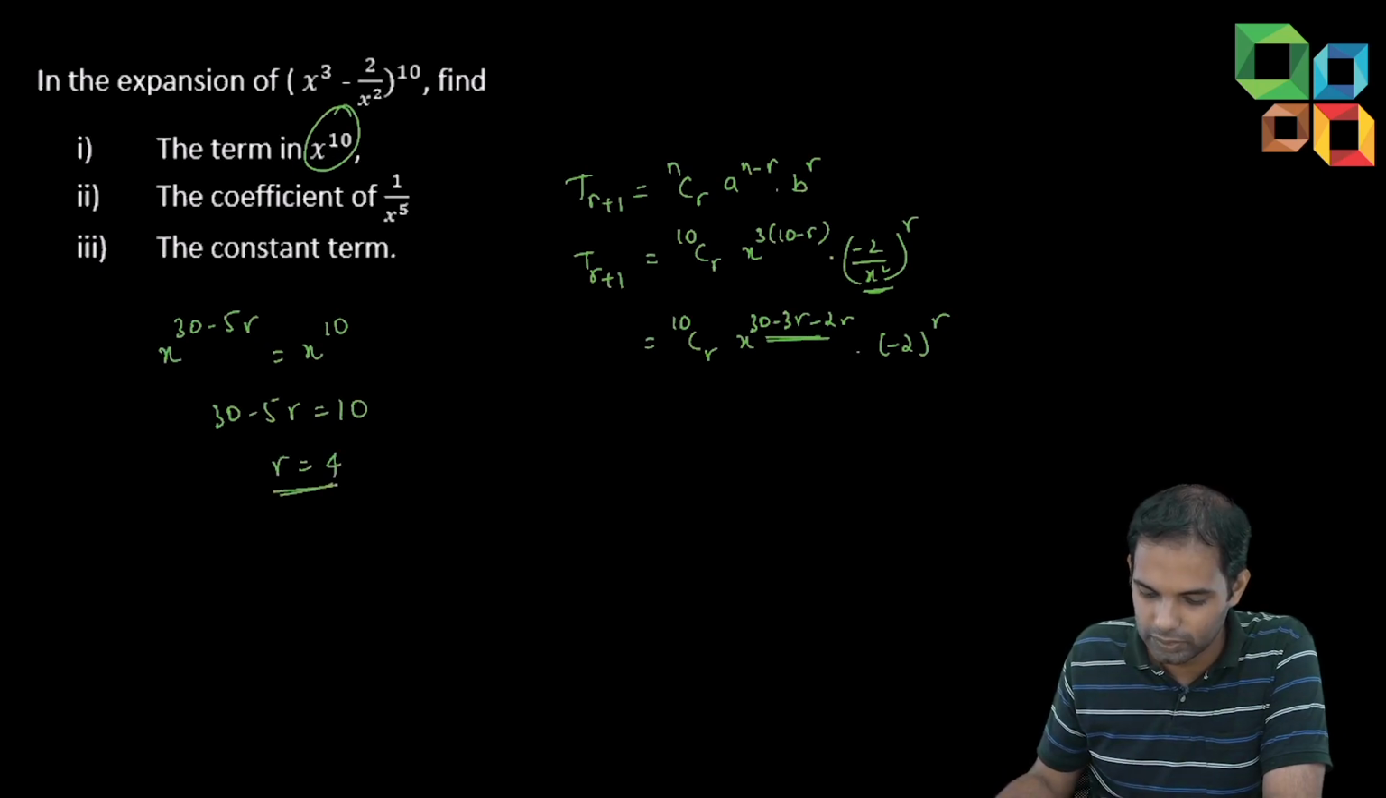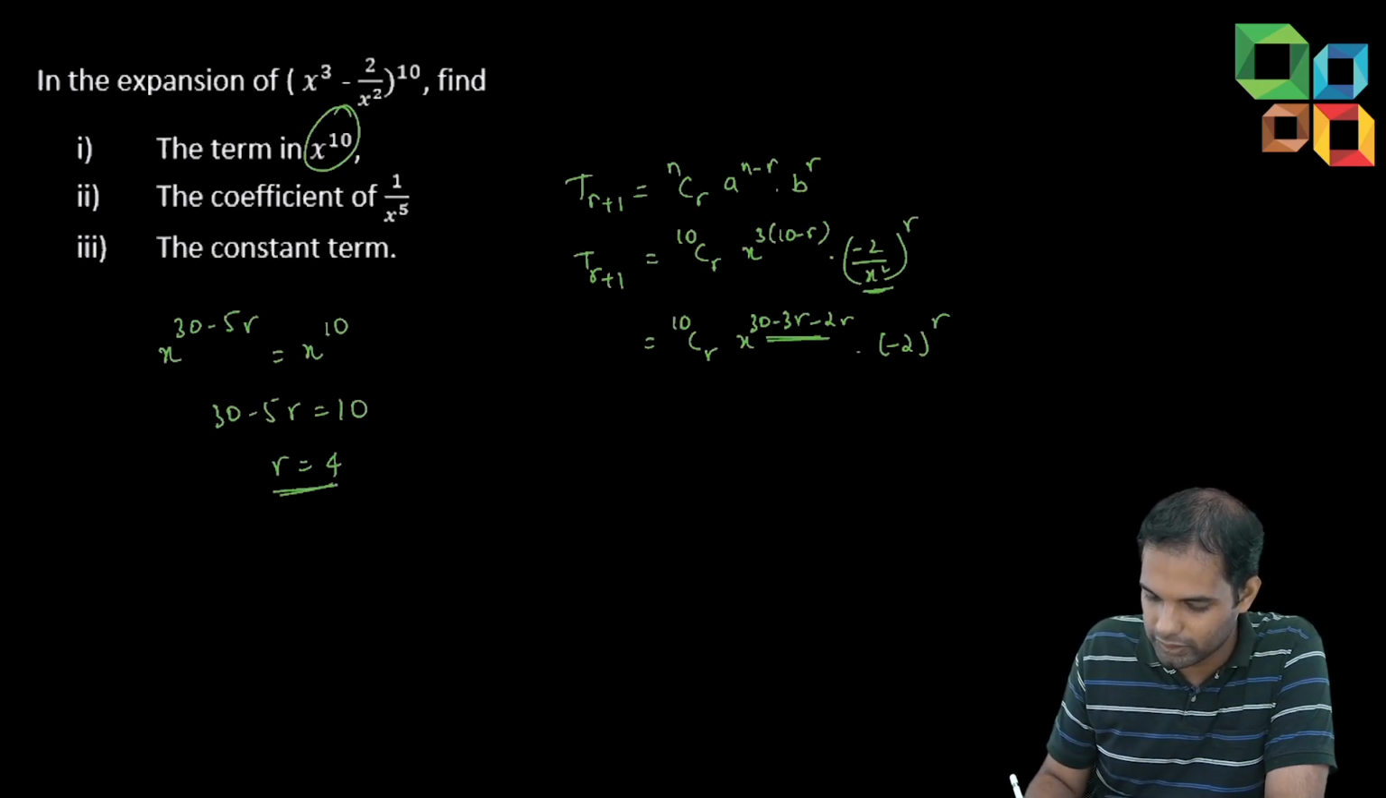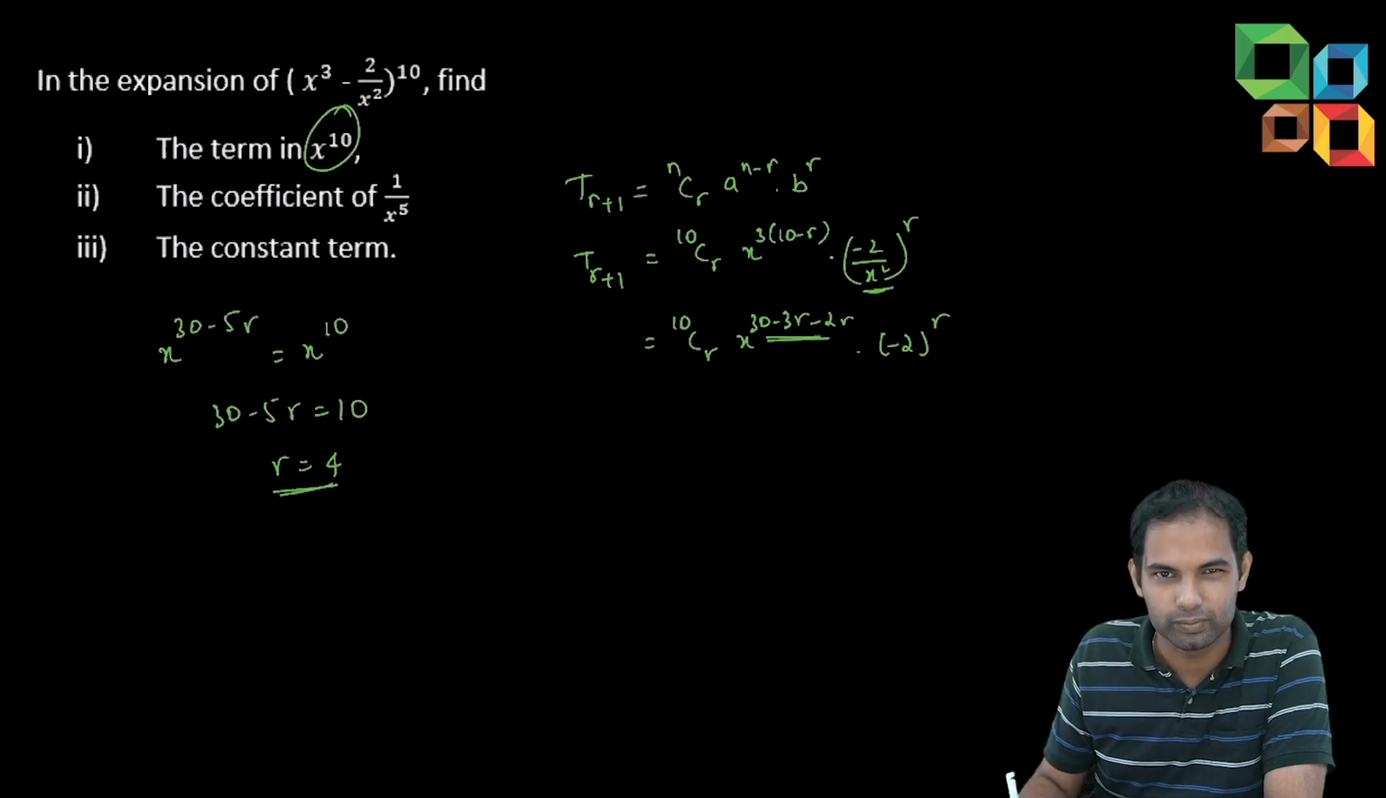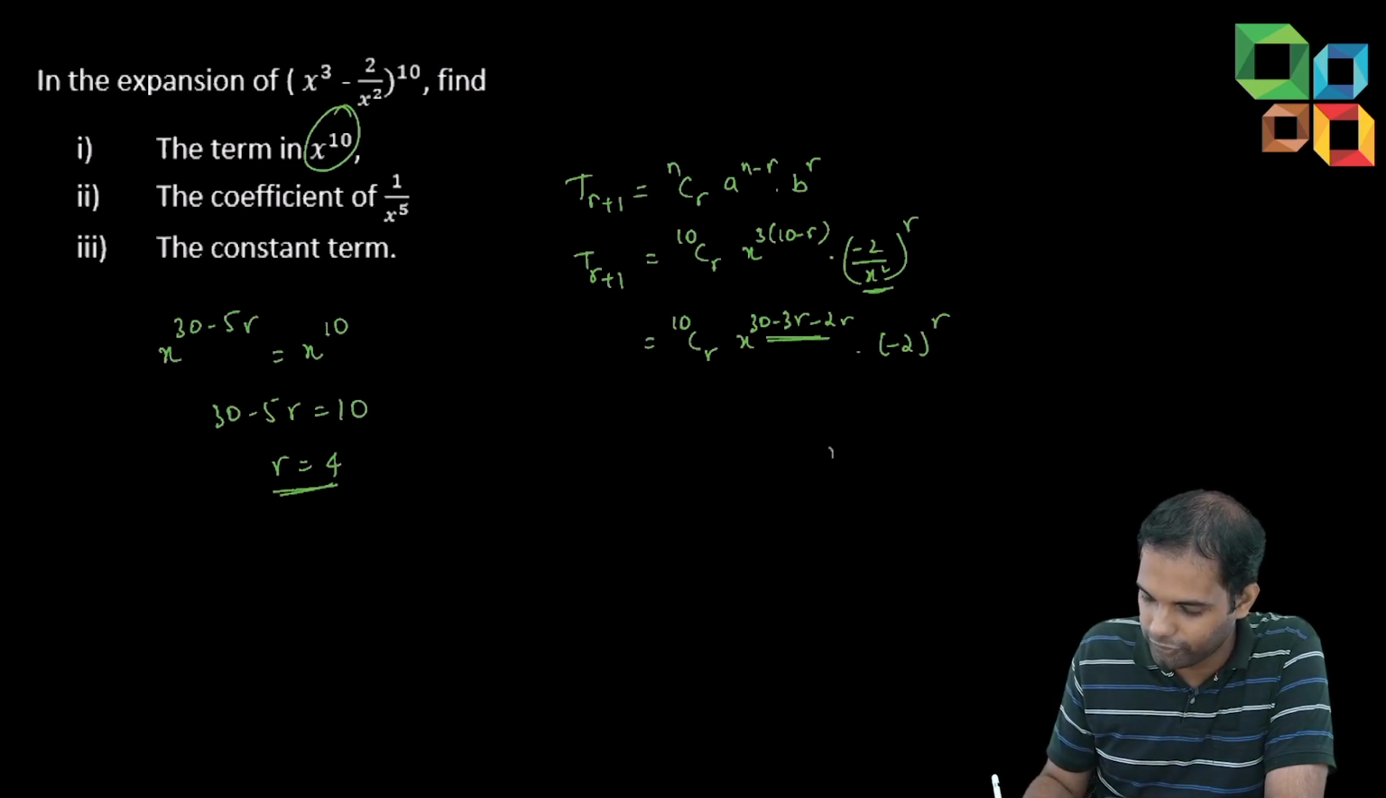All I have to do is substitute r equal to 4 in the equation. So the term I need, obviously I need with the x power also. Whenever they ask for the coefficient, you can ignore the x power. When they ask for the term, you write the x power. So it is x power 4 into (-2) whole power 4 into 10C4. If you want, you can calculate that.